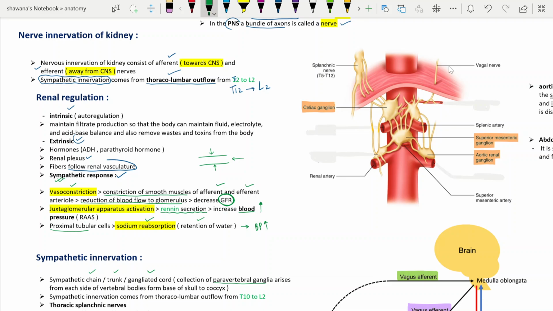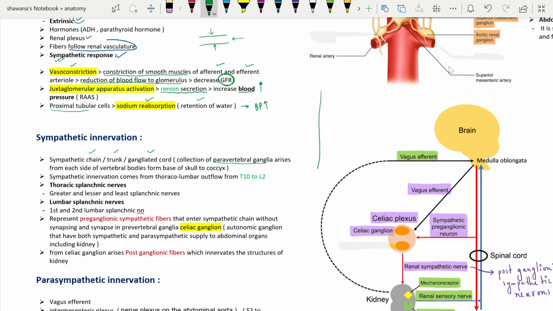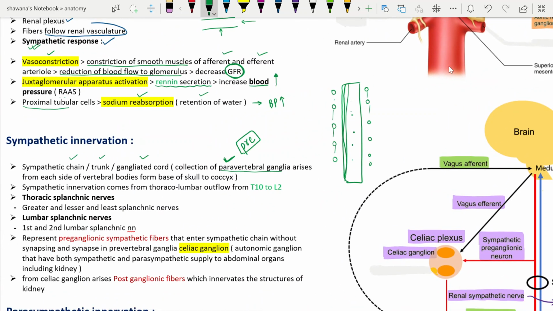Okay, for example, this is the vertebral column. I don't know why it's curved, but okay, let's be straight. These are the collection of paravertebral ganglia. The word paravertebral is very important because there are also prevertebral ganglia. Prevertebral ganglia are not located on the side of the vertebral column, but on the front of the vertebral column. Like these which I am drawing is a sympathetic chain. This is a collection of the paravertebral ganglia located on either side of the vertebral column, from the base of the skull to the coccyx. Okay, the sympathetic innervation comes from thoracolumbar outflow from T10 to L2.